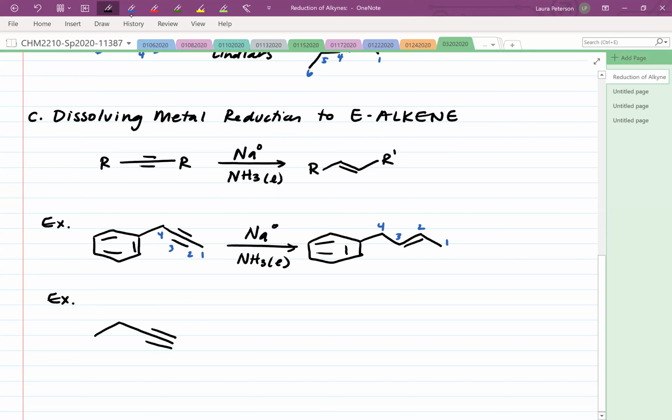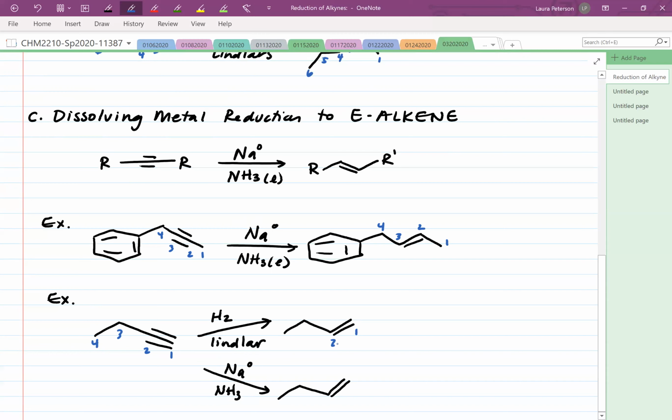Okay, so for example, if we took this 1-butyne and reacted it under either condition, we could take H2 and Lindlar, or we could take dissolving metal reduction with sodium and ammonia. Since we have a terminal alkyne, we'll end up with a terminal alkene. Notice how there is no geometry associated with that alkene, because carbon 1 has 2 hydrogens bound to it.